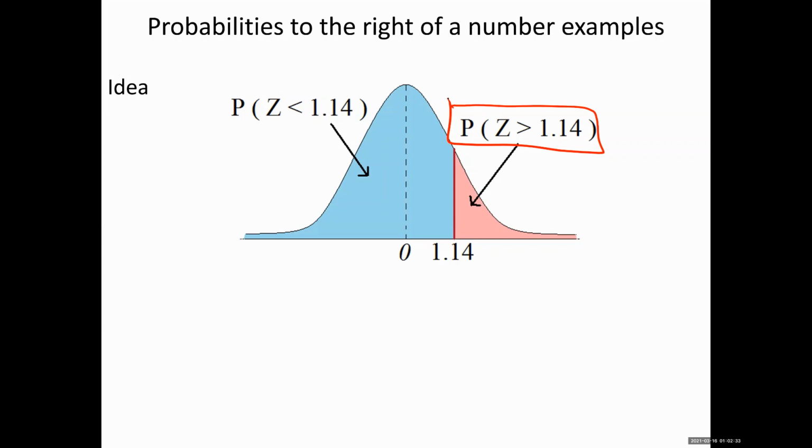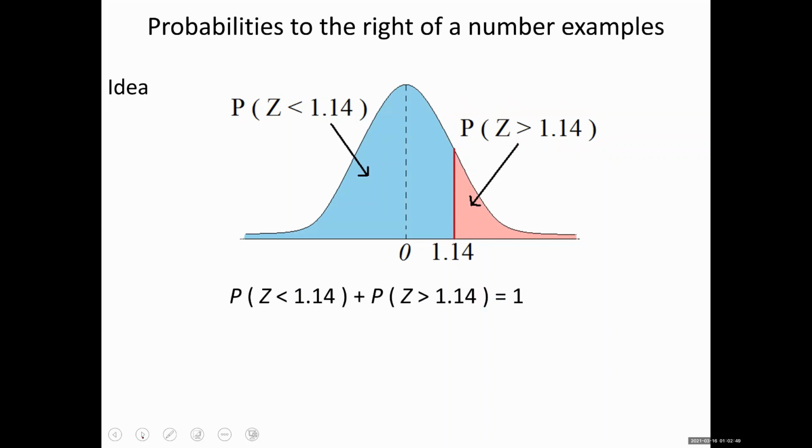It's 1, exactly. Because we learned that for a continuous random variable, the area under the whole curve has to be 1. And the blue and red combined, I've shaded everything under the whole entire curve. So the blue and the red total are 1. That's what it says right here. I wrote the notation. This is the blue, probability z less than 1.14, plus the probability z bigger than 1.14, that's the red area, has to equal 1.